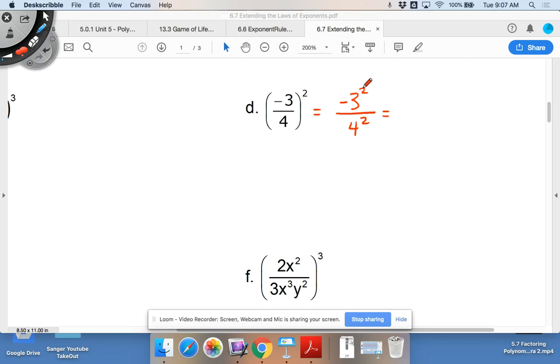So then we're just going to simplify negative 3 squared. So it would be like in parentheses in our calculator, negative 3 squared would be just positive 9. And then 4 squared is 16. And if we could simplify, we would simplify. Like if we could reduce, we would reduce, but we can't reduce that.